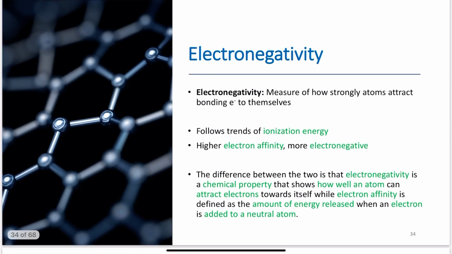So what is electronegativity? Electronegativity is defined as the measure of how strongly atoms attract bonding electrons to themselves. So it's looking at bonding electrons. Bonding electrons means they're shared between two atoms. How strongly can one of those atoms pull that bond towards itself? So it's an unequal sharing, or it results in an unequal sharing.